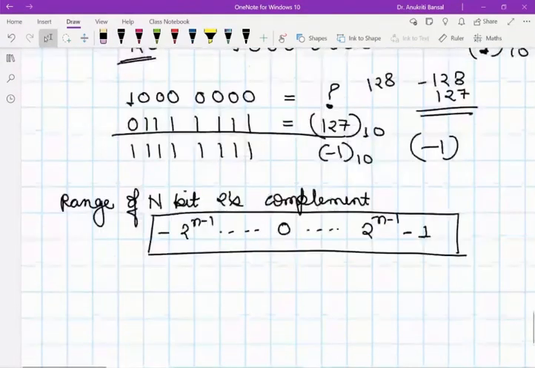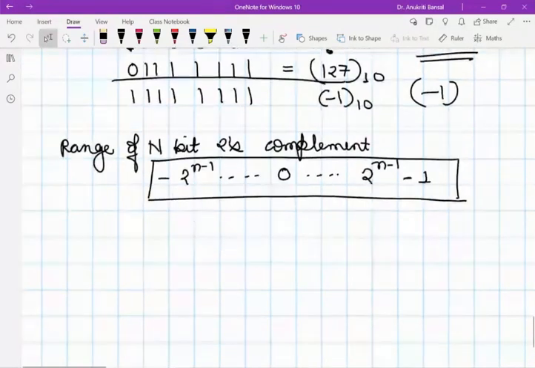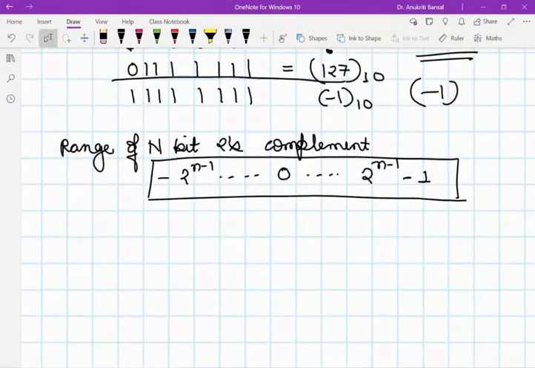Ma'am, so what would be the binary equivalent of 128? So for that, we need one more bit. We can't represent 128 using 8 bits. We need 9 bits to represent 128. Okay?